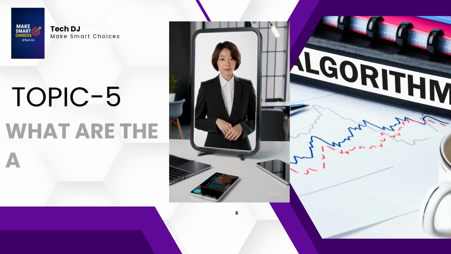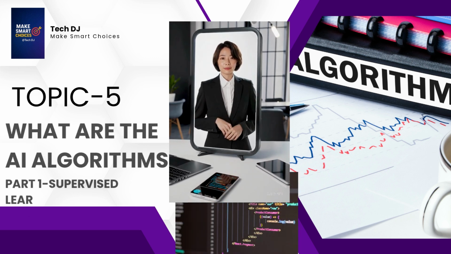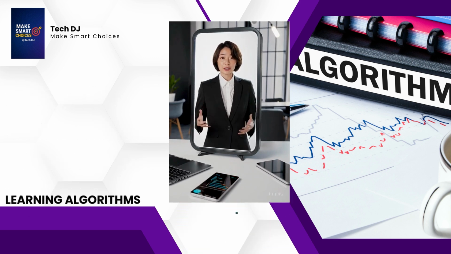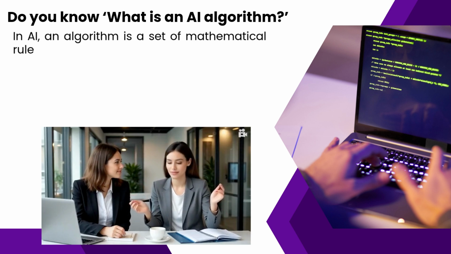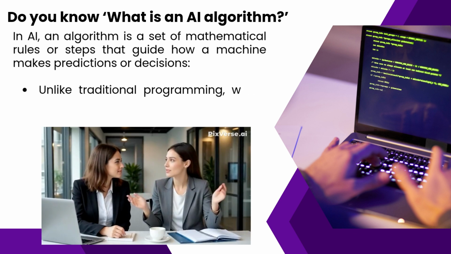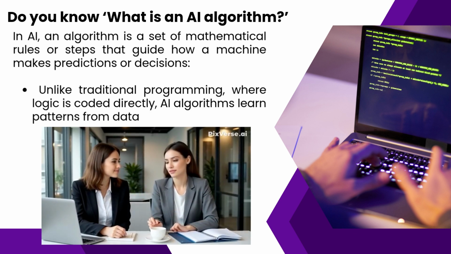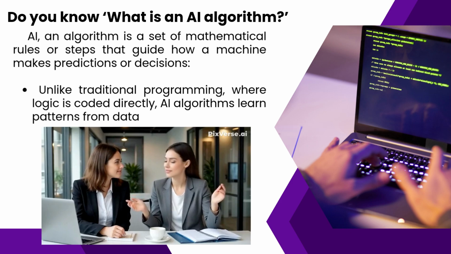Today's topic is divided in two parts. What are the AI algorithms? Part 1 is for supervised learning models. In AI, an algorithm is a set of mathematical rules or steps that guide how a machine makes predictions or decisions. Unlike traditional programming, where logic is coded directly, AI algorithms learn patterns from data.